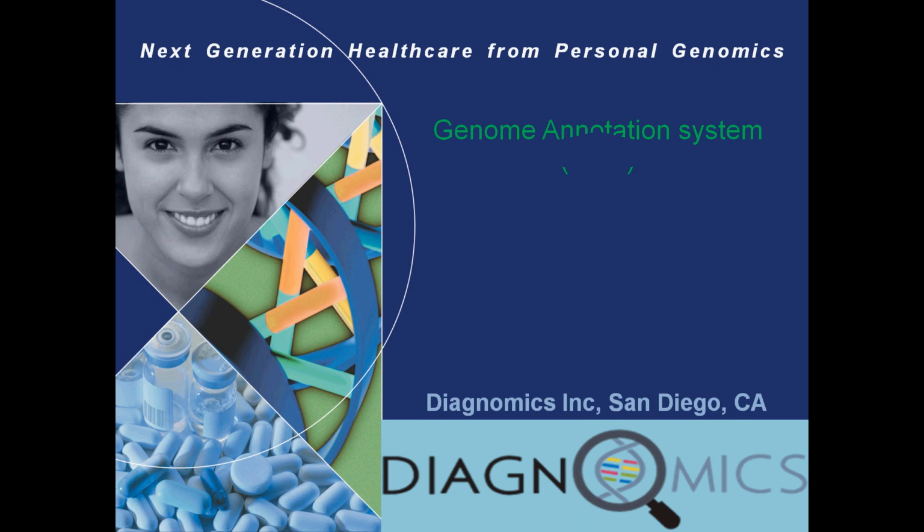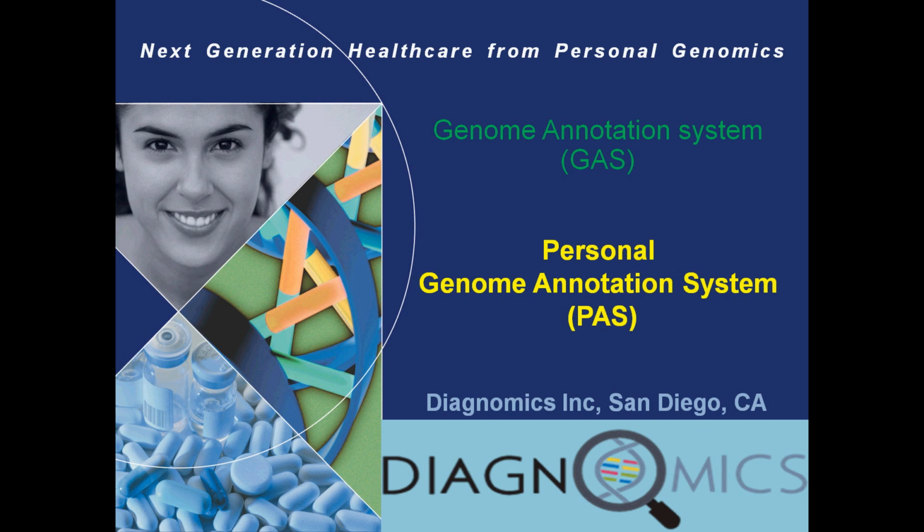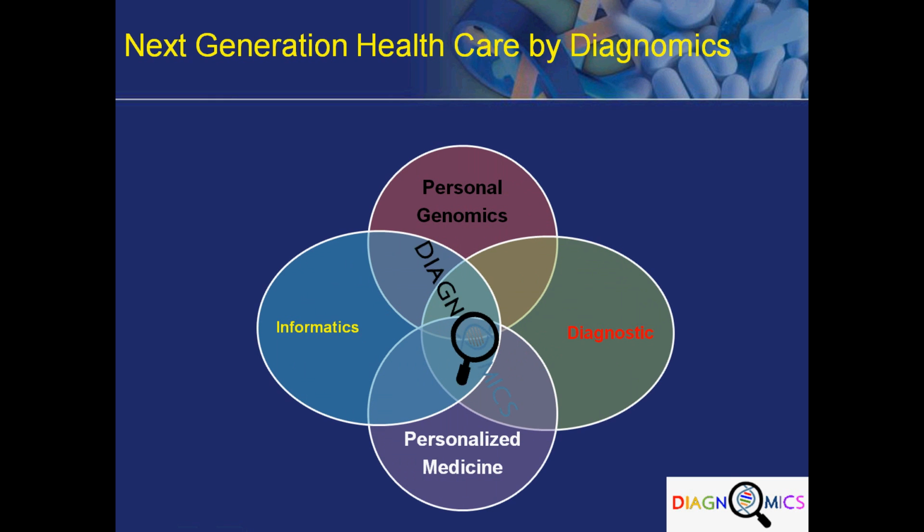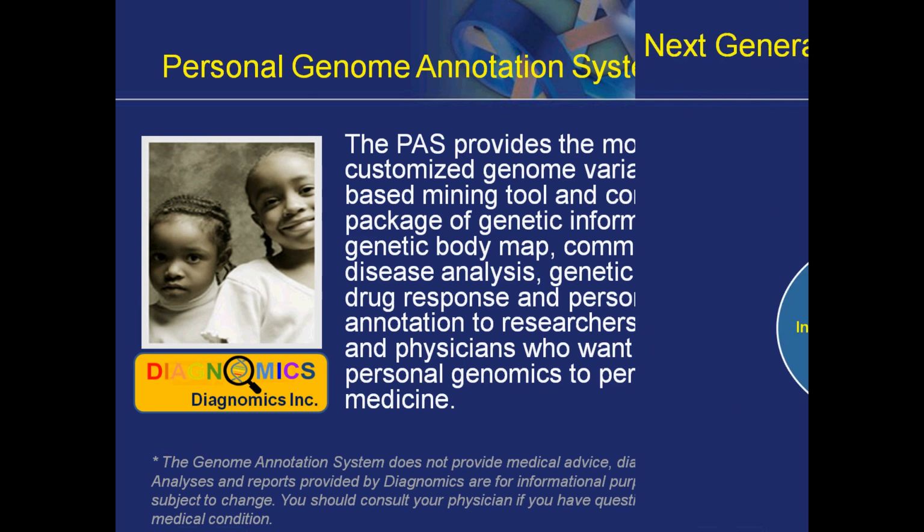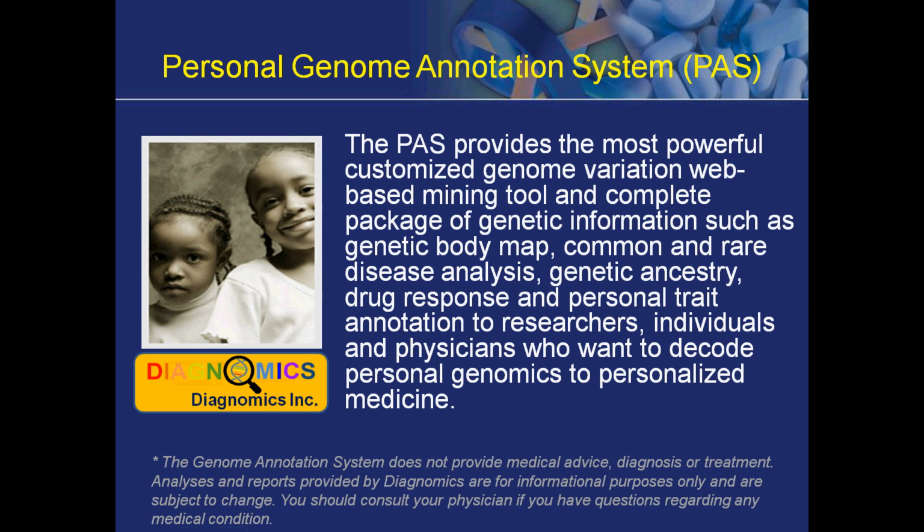We here at Diagnomics are committed to ushering in the next generation of healthcare based around personalized medicine. Today we'd like to introduce our services based upon individual genetic information called the Personal Genome Annotation System, or PGAS for short. This system is based upon your genetic information, i.e. your genome. The following tutorial will show you how to use our system.